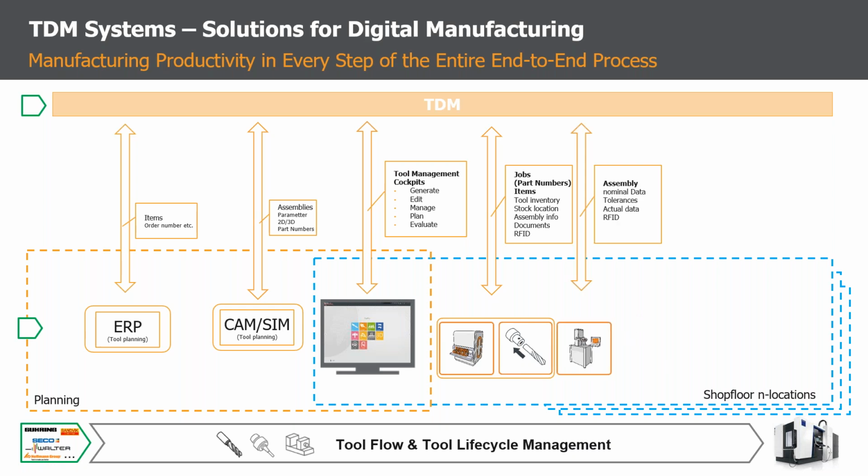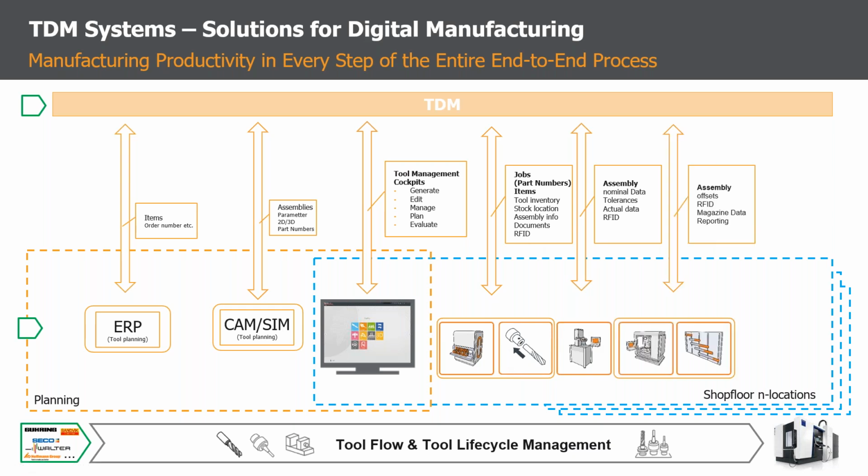The next logical step could be a presetter. So you have your assembled tool, you put it on the presetter. The tool management system provides the nominal tool data, maybe tolerances. The presetter automatically measures your tool and sends the actual offsets, the actual data, back to the tool management system. And as a next step, you have the machining process.